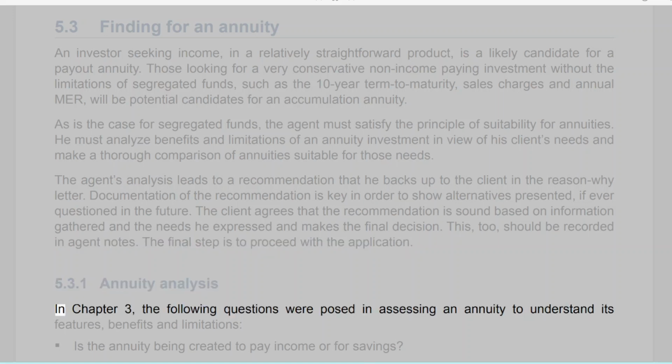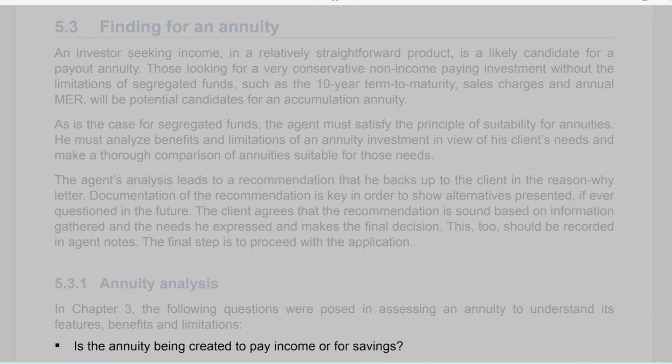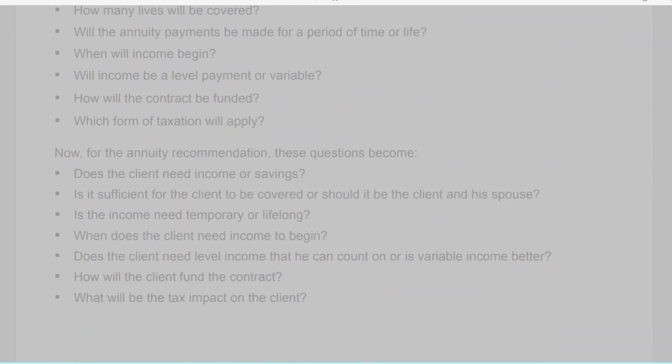5.3.1 Annuity Analysis. In Chapter 3, the following questions were posed in assessing an annuity to understand its features, benefits, and limitations. Is the annuity being created to pay income or for savings? How many lives will be covered? Will the annuity payments be made for a period of time or life? When will income begin? Will income be a level payment or variable? How will the contract be funded? Which form of taxation will apply?